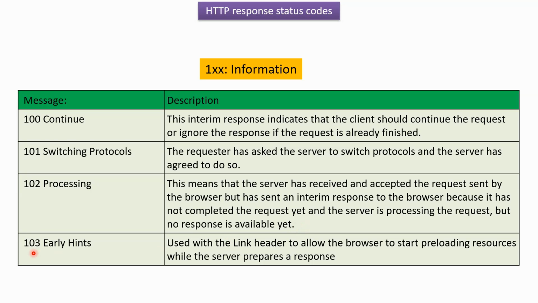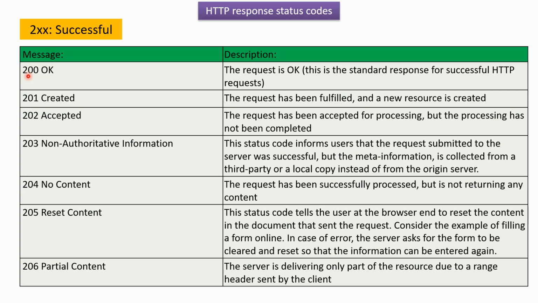Status code 103, which is early hints, used with the link header to allow the browser to start preloading resources while the server prepares a response. Status code 200, which is OK. The request is OK. This is the standard response for a successful HTTP request.